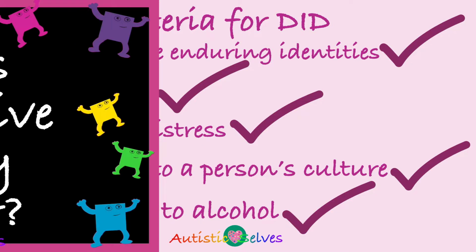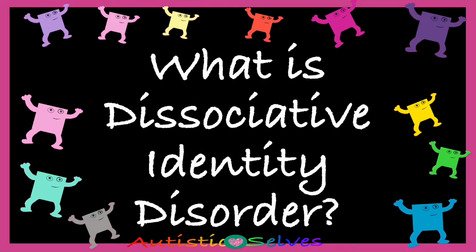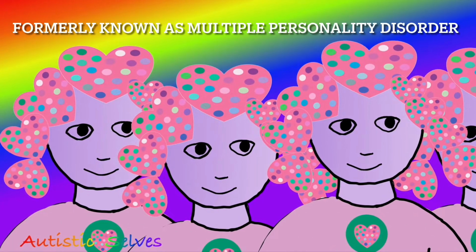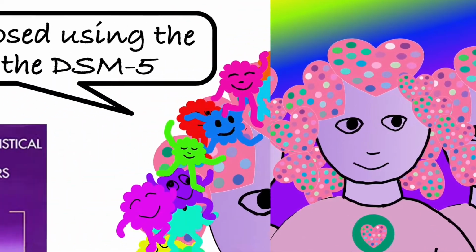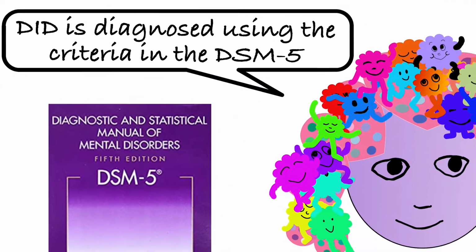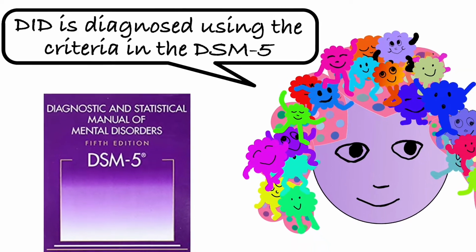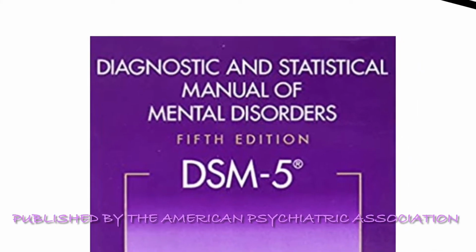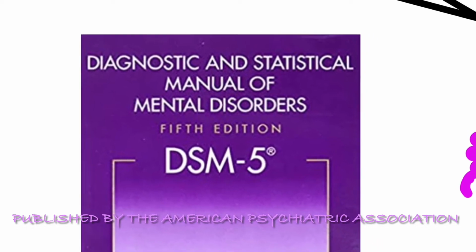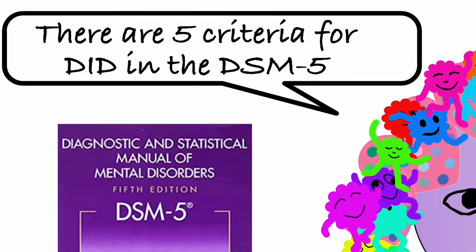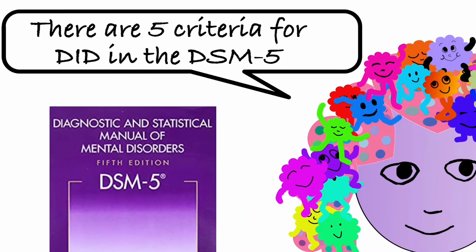What is dissociative identity disorder? Dissociative Identity Disorder, or DID, used to be called Multiple Personality Disorder. DID is diagnosed using the criteria in the DSM-5. This is the official manual used for classifying and diagnosing mental disorders and is published by the American Psychiatric Association. DID can be diagnosed when a person meets all 5 of the criteria listed in the DSM-5.